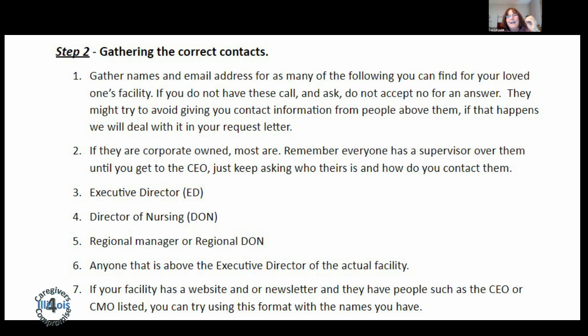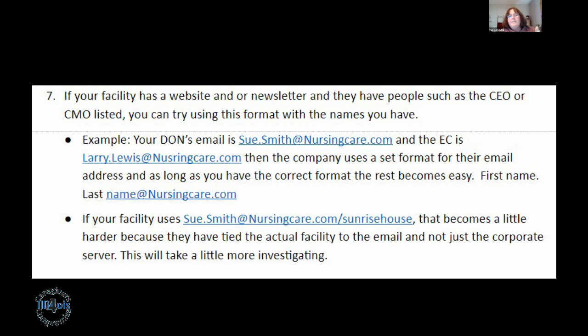The next step is gathering your contacts. The more people you can involve in that first email when you make your request, the better. If you can get all the way to the president of the company, include them. It's just not always easy. If a company uses a formatted email address, and I have my examples, and you know that both your nurse and your executive director have exactly the same email ending, and you know anybody above them by first and last name, the odds are it stays the same. But if the address has the first and last name, then nursing care, and then a facility name or building name behind it, that's where it gets difficult to reach people at corporate, because it's finding out what that last piece is.